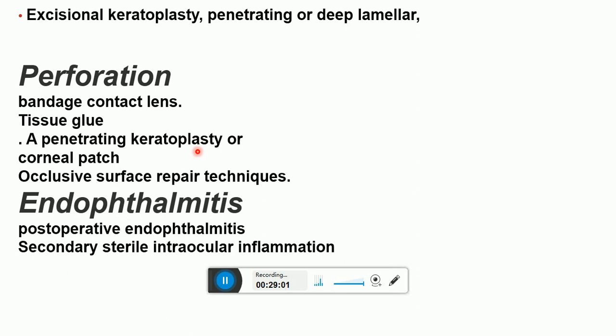Occlusive surface repair techniques may be appropriate in some circumstances, such as in an eye with no useful visual potential. Endophthalmitis. No clear protocol exists for the management of endophthalmitis, but a similar approach as for post-operative endophthalmitis should be considered, while continuing specific management of corneal infection. Secondary sterile intraocular inflammation should not be mistaken for intraocular infection.